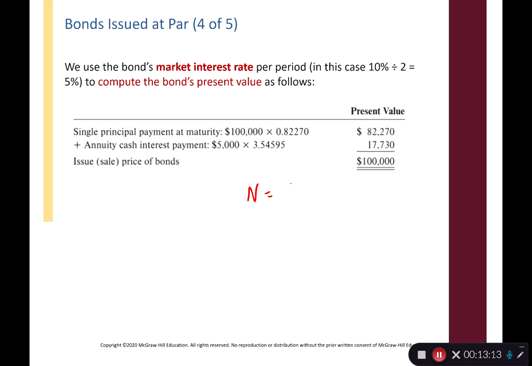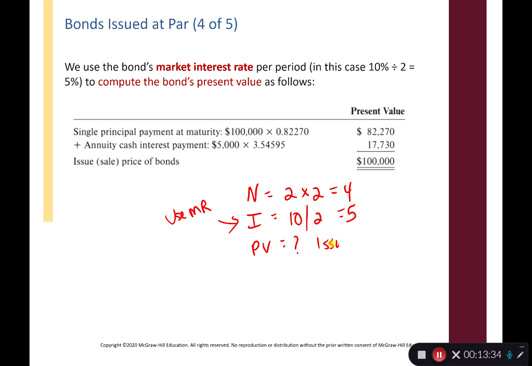So N for this bond would be 2 years times 2 semi-annual periods, or 4. I, in our calculator, you have to remember to use the market rate. Now, in this case, it doesn't matter because the market rate and stated rate are the same, so it's 10 divided by 2, or 5. PV is what we're looking for. That's going to be our issue price.